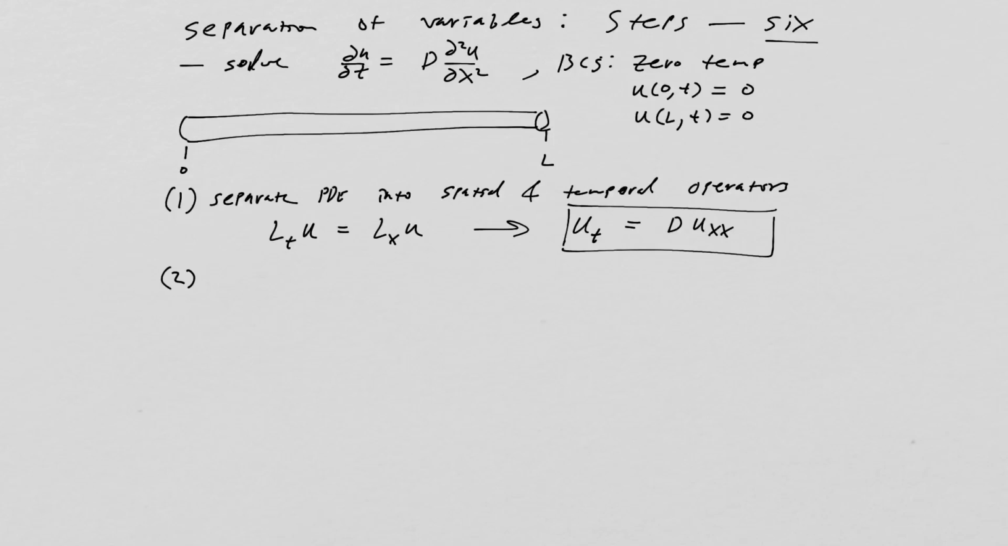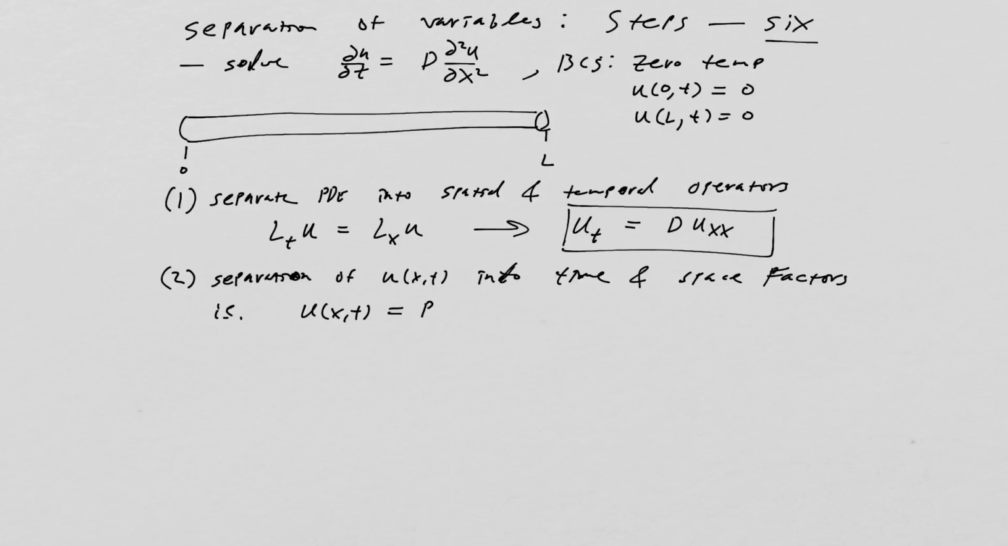The next step we want to talk about is that we have to do the actual separation: separation of U of X into time and space factors. What we mean by this is we're going to take U of X comma T and factor it into two univariate functions like this. So U of X comma T is now going to be composed of two univariate functions.